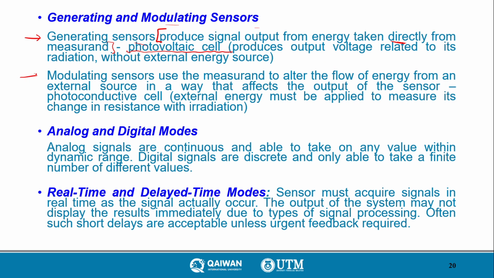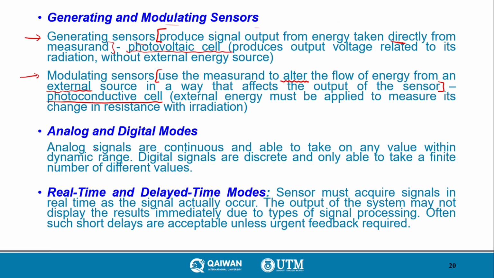The modulating sensors use the measurement to alter the flow of energy from an external source in a way that affects the output of the sensor. For example, the photovoltaic cells, conductive, sorry. So we have a question here. For example, compare between generating and modulating sensors.